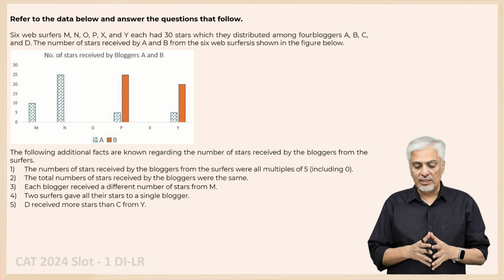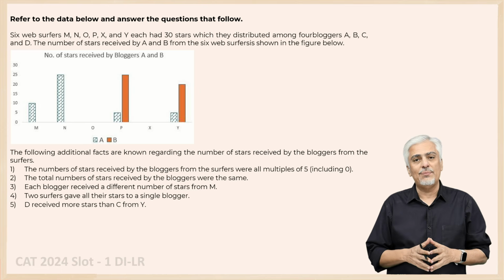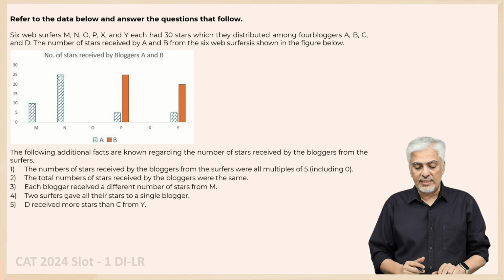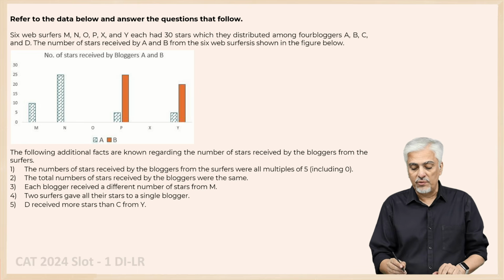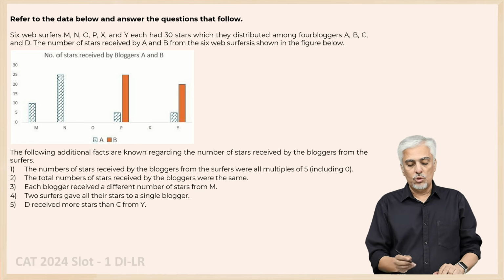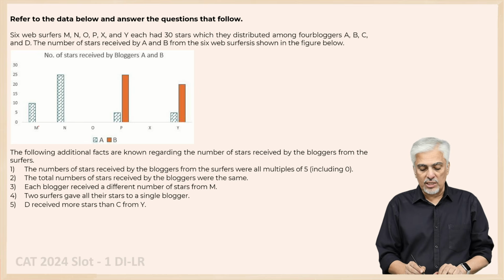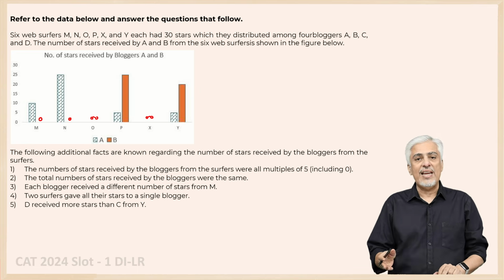So 6 people who are surfing the web had 30 stars with them, like 30 votes or whatever you want to call them, which they had to distribute between A, B, C, D. The number of stars received by A and B from the six web surfers was shown in the figure below. So whatever they received from A and B has been shown. If M does not receive anything from B, which means B is 0 over here, also 0, here both of them are 0, here also both of them are 0. This is for A and B they have given.